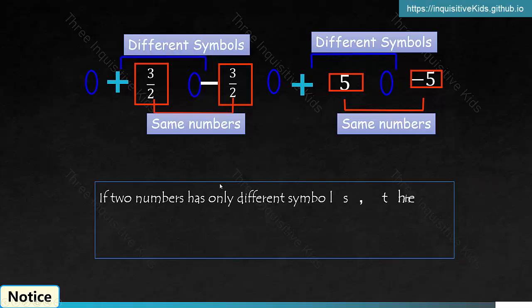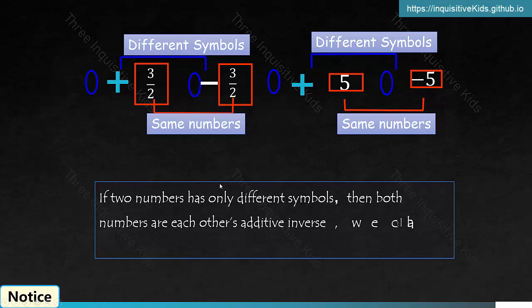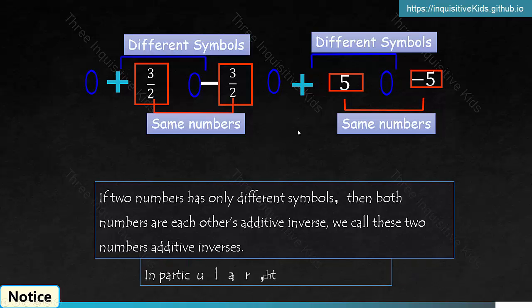If two numbers have only different symbols, then both numbers are each other's additive inverse. We call these two numbers additive inverses. In particular, the additive inverse of 0 is 0.